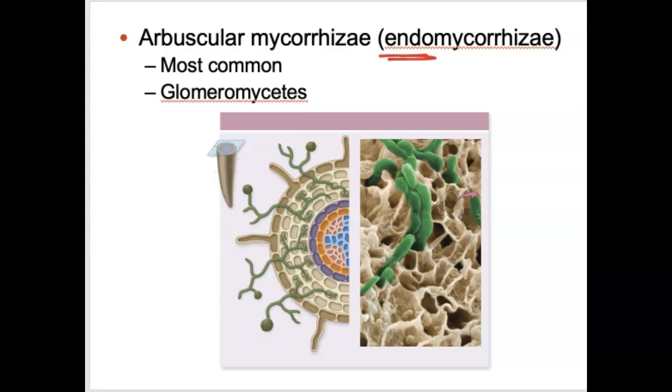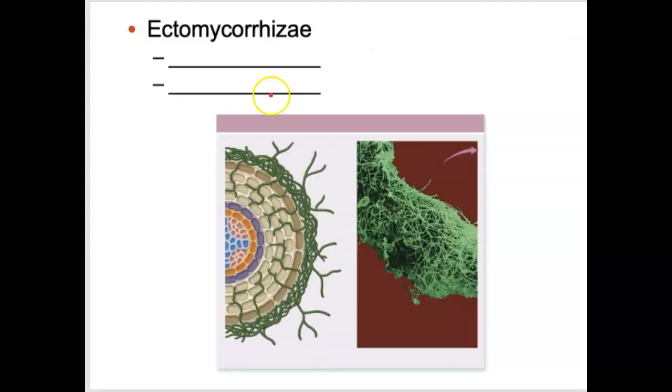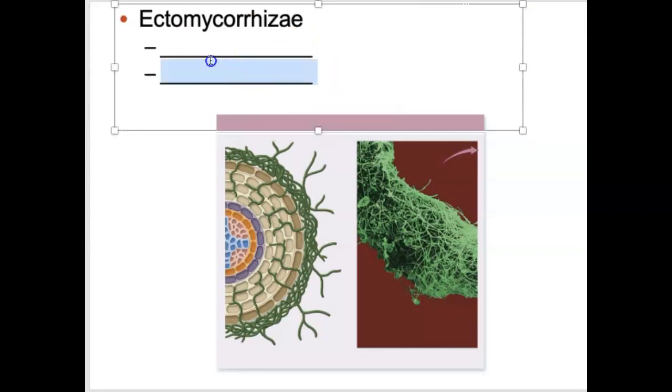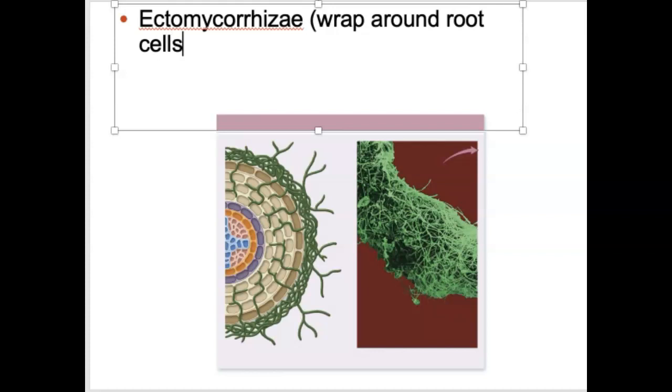The fungal hyphae grab nutrients from the plants. In exchange, the hyphae is passing minerals and ions and things of that nature to the plants. But that's an internal type of relationship, endomycorrhizae. The other one is known as an ectomycorrhizae, and this is where the fungal hyphae wrap around the root cells. It doesn't actually go inside of it, it wraps around it.